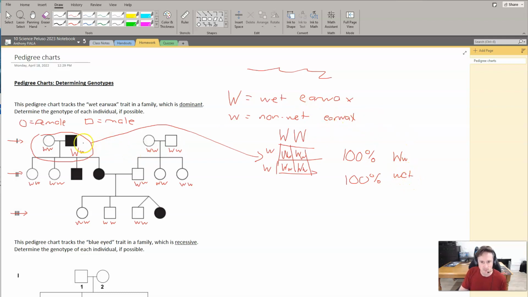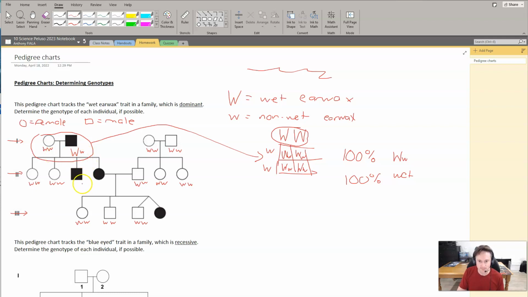And wet earwax would be shaded in, okay? So what I'm trying to say is, if this person here was big W, then all of the kids would have to be shaded in black. They would all have the wet earwax. But because 2 of them don't, that means that this person has to be heterozygous. So there's a 50% chance that they pass down their big W here, and a 50% chance of the little w, which is what ends up here. Okay, so that's how I know their genotype.